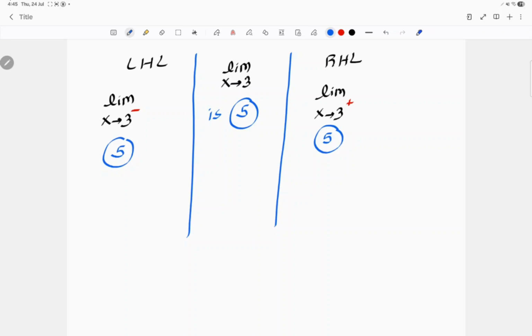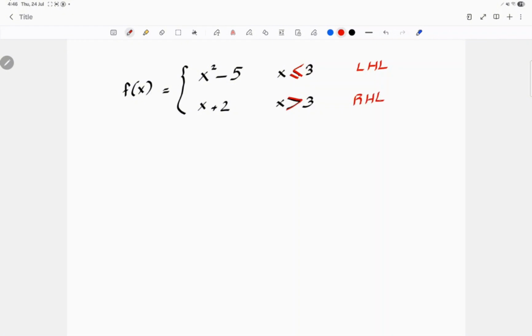But how do you find it? Depending on the question. We'll do some questions. Let's show you what's called a piecewise function, which means it has two expressions or more. From the left-hand side and from the right-hand side. Okay? So this x less than or equal to 3, left-hand limit. This x bigger than 3, right-hand limit. Okay? Right-hand limit.